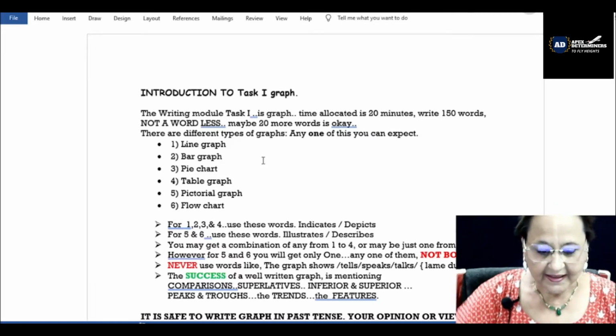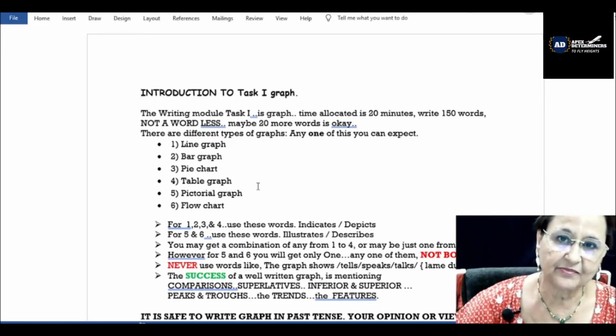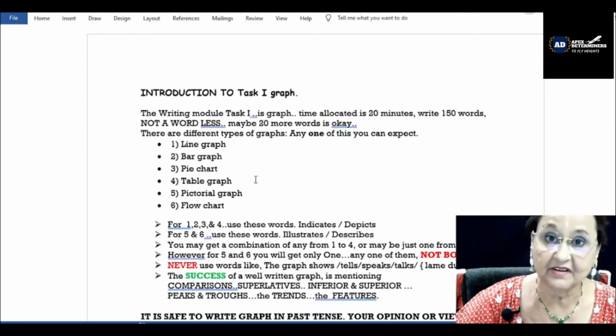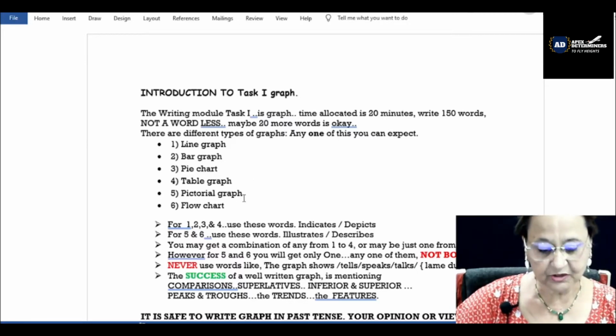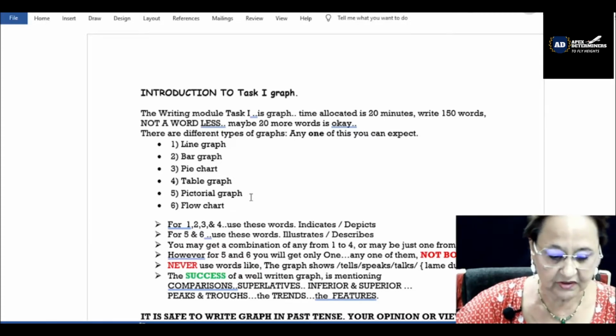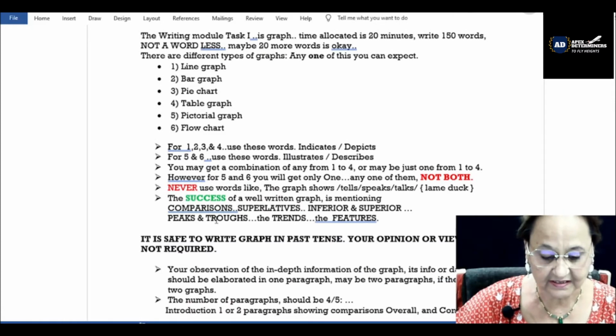Okay. Then there are different types of graphs. You have the line graph, bar graph, and you have the pie chart, and you have the table graph, and you also have pictorial graph and flow chart, which of course is already done for you. The number 3, 5, and 6 is done, as you can see on the screen.